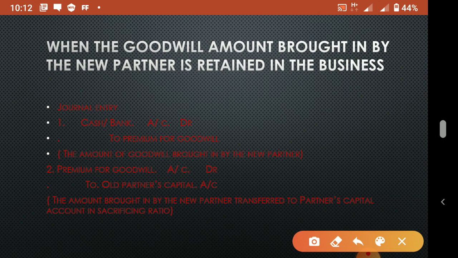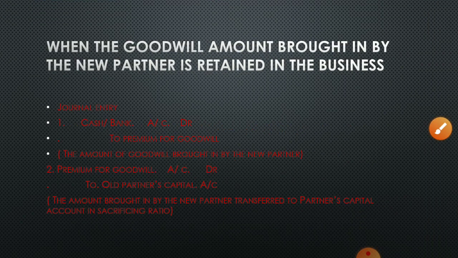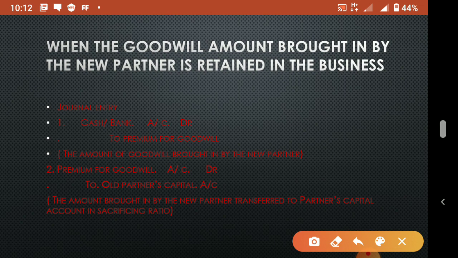So journal entry will be Cash or Bank account debit, to Premium for Goodwill. Okay, so why is cash debited? Cash or bank you can write, no problem. Why is cash debited? Because cash is coming in. Debit what comes in, so cash is coming in, cash is an asset, so asset increases, debit, so cash is debited.